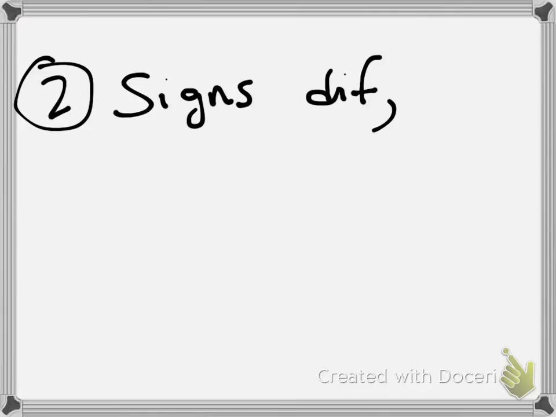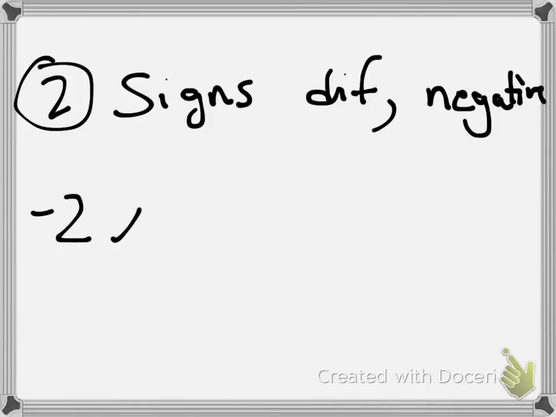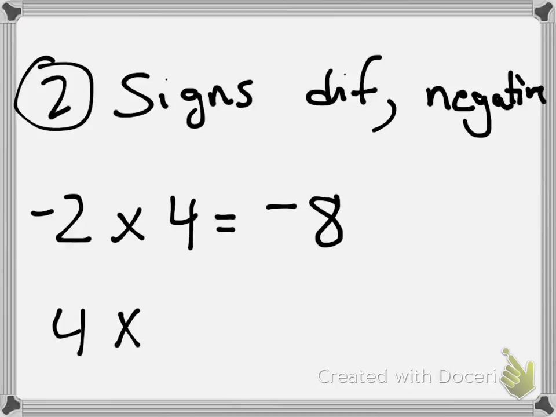The second rule for multiplying and dividing, if the signs are different, the answer will be negative. So if I have negative 2 times positive 4, my answer will be a negative number, negative 8. Doesn't matter if we do the other order. 4 times negative 4 will be a negative 16.